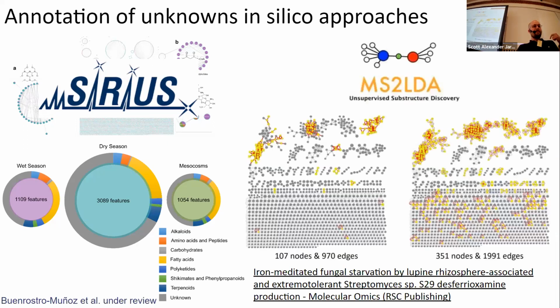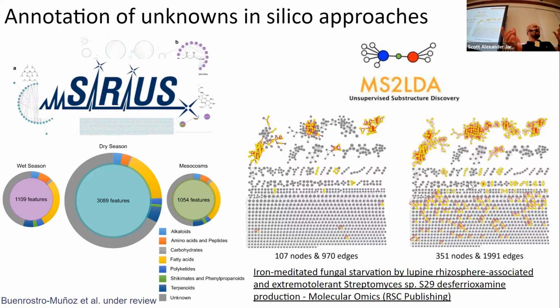Or I think on Thursday, maybe tomorrow, Justin's going to talk about MS2LDA. So this is a substructure discovery tool, and in the siderophore study, the molecular network on the left is without MS2LDA, and the highlighted nodes are nodes that I annotated or GNPS annotated. So we were able to annotate 107 nodes in that study, all as siderophores. I think 50 or 60 were new.